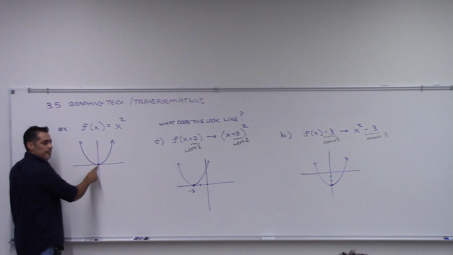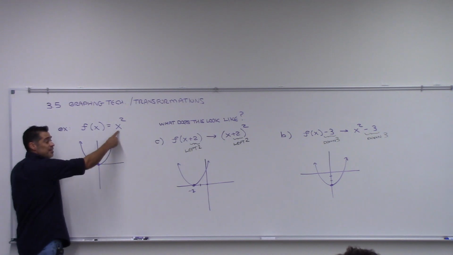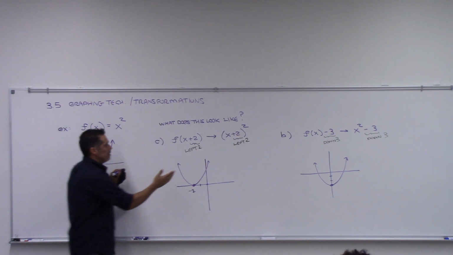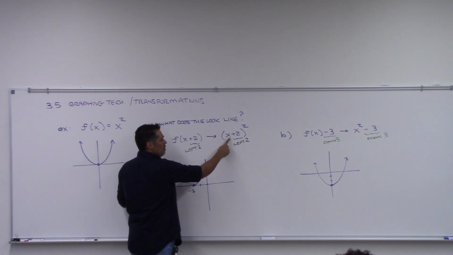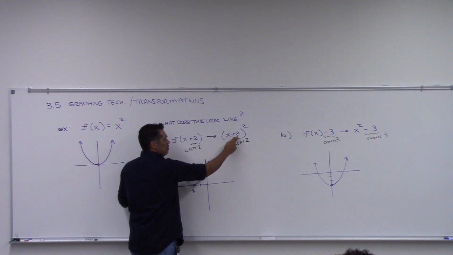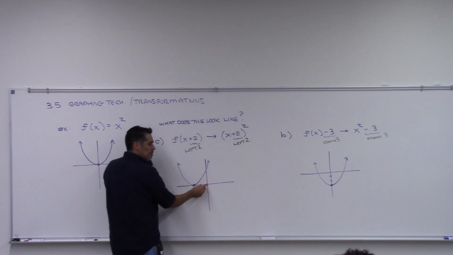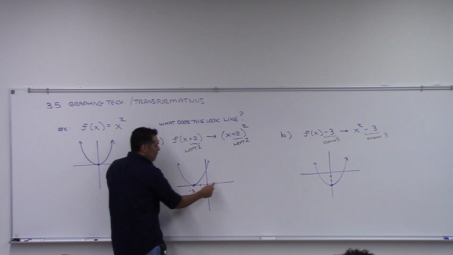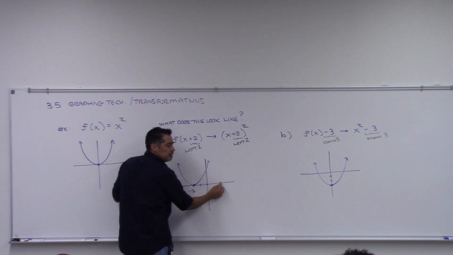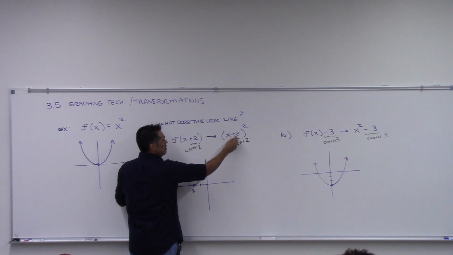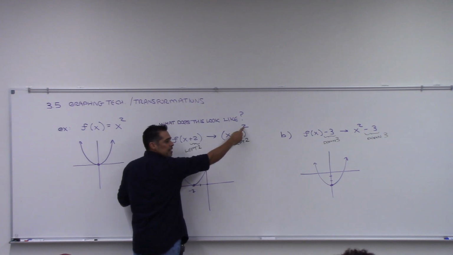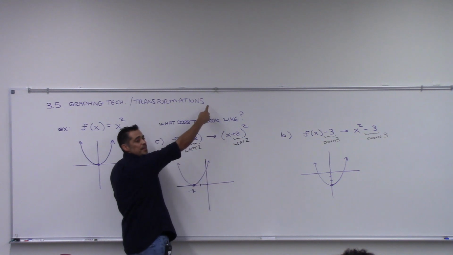Right here, this point at the beginning is 0, 0, right? And that comes from the fact that if you plug in 0 here, 0 squared is 0. Agreed? Okay, right here, if I plug in 0, what happens? 0 plus 2 is 2, 2 squared, 4. So at 0, I'm supposed to be up at 4, right? What happens at positive 2 over here? 2 plus 2 would be 4, and then squared would be 16.